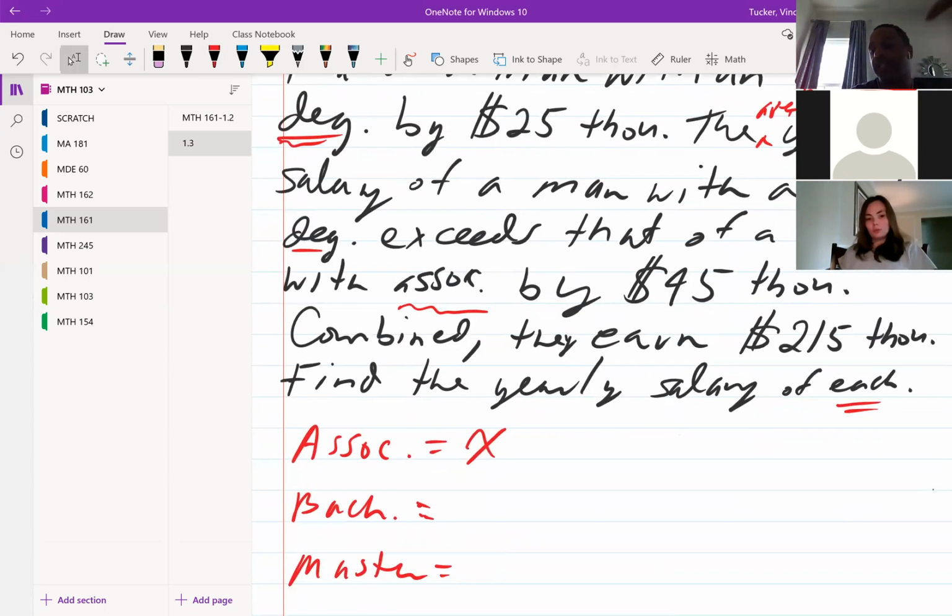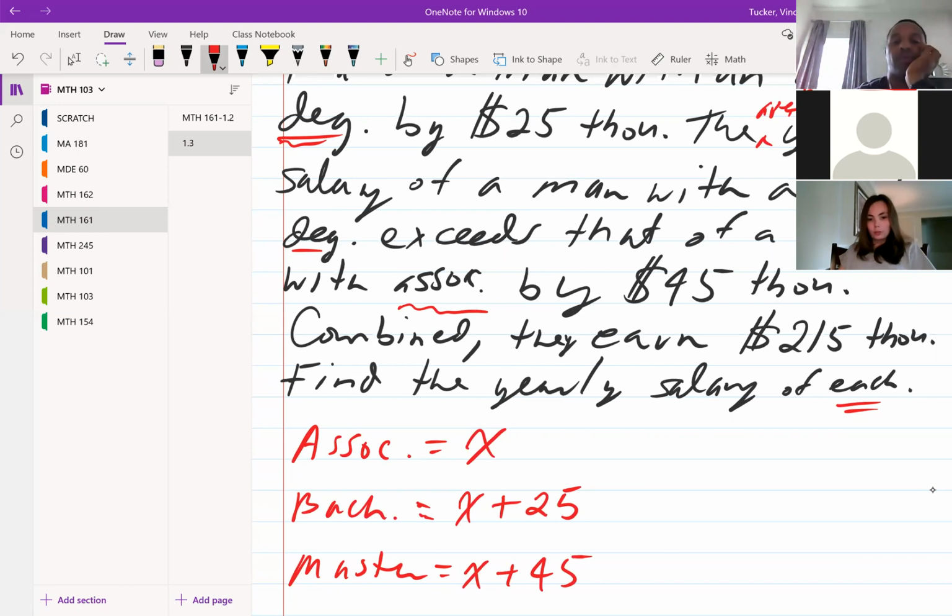If I exceed someone by a certain amount, then it would be your amount plus what I exceed by. So that would be X plus 25. The bachelor's exceeds the man with an associate's by 25. And then for the master's, it's X plus 45, because he exceeds the one with an associate's by 45.